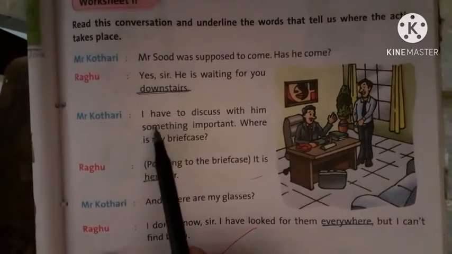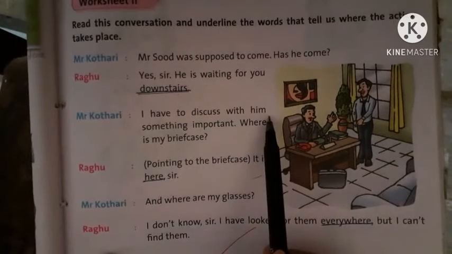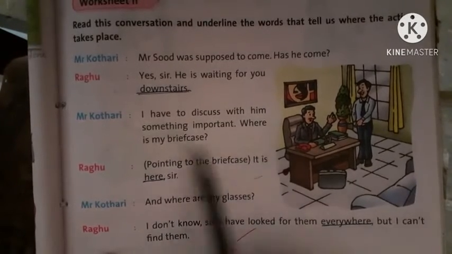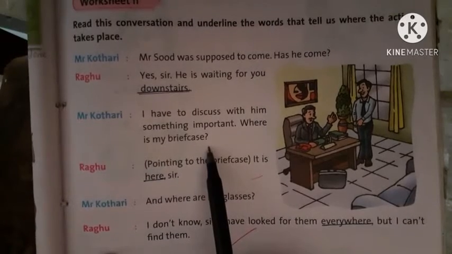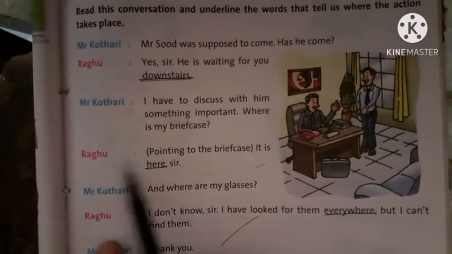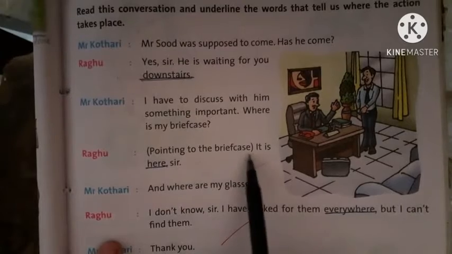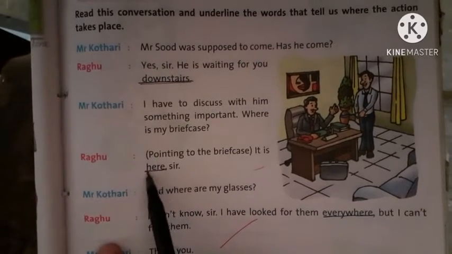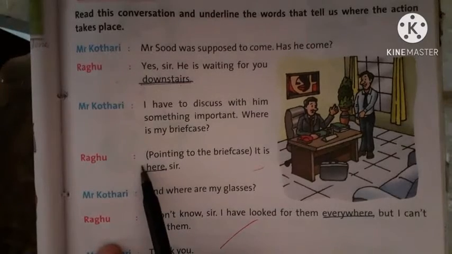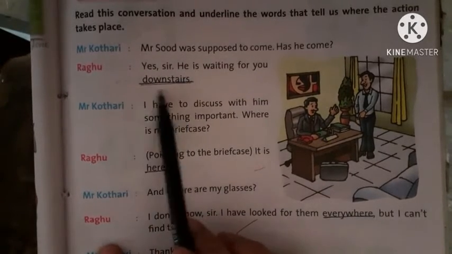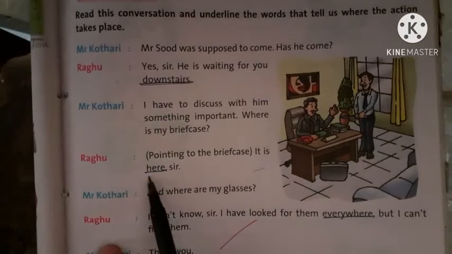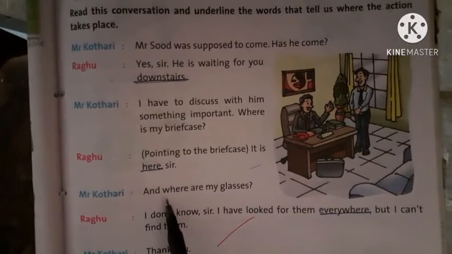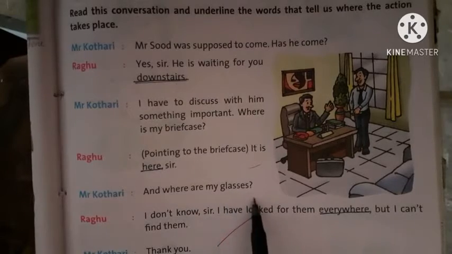Mr. Kothari: I have to discuss something important with him. Where is my briefcase? Raghu, pointing to the briefcase: It is here, sir. Here. Here is an adverb, an adverb of place. Downstairs is also an adverb of place. Here is also. Mr. Kothari: And where are my glasses?